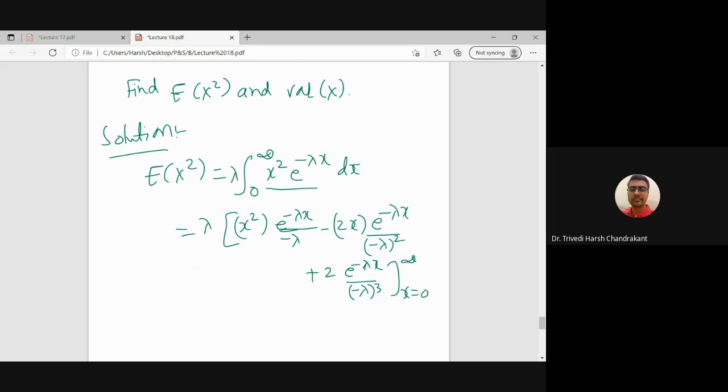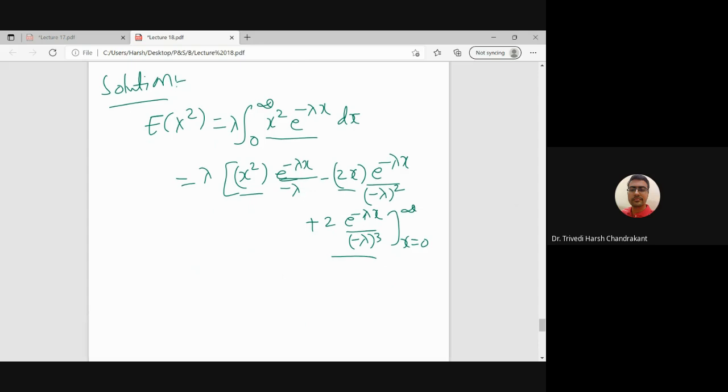So when we substitute the upper limit, e power minus lambda x is 0, because lambda is a positive number. And when we substitute the lower limit, x equals 0, the terms with 2x and x square are 0. Only the last term will remain at x equals 0, and with the lower limit, so with the minus sign. So what is the final answer? That is 2 by lambda square, right?